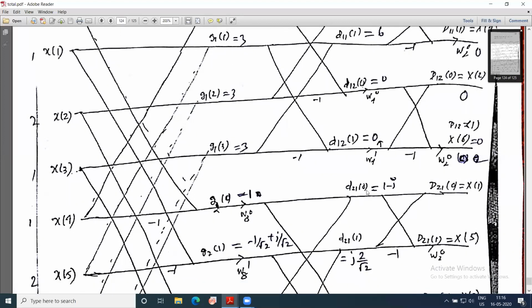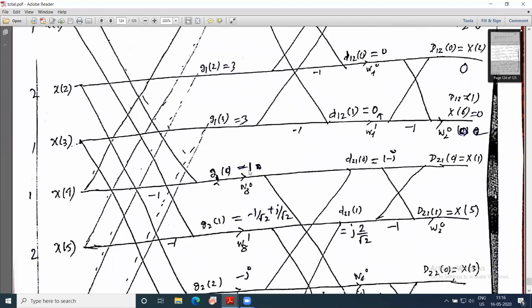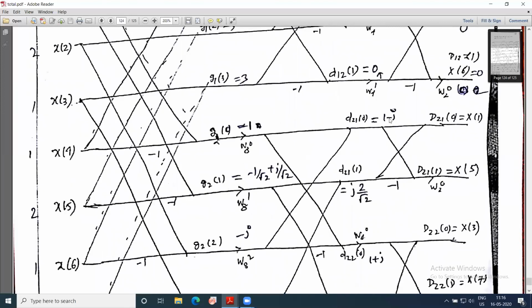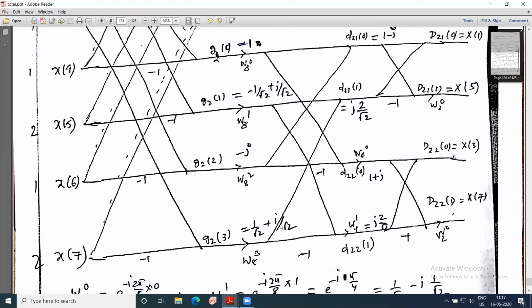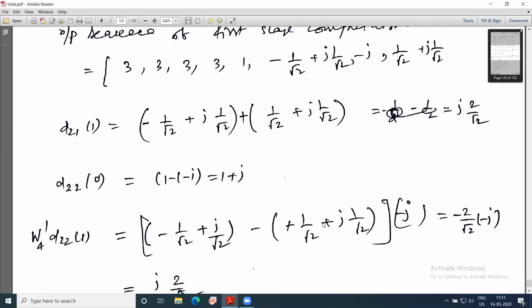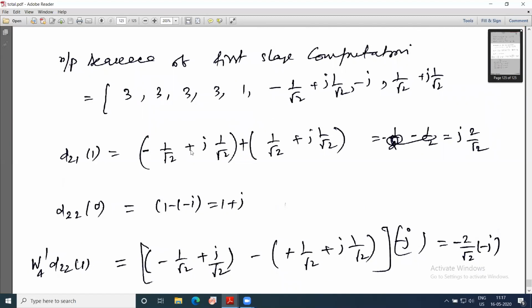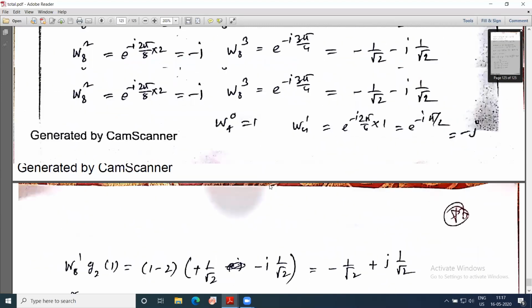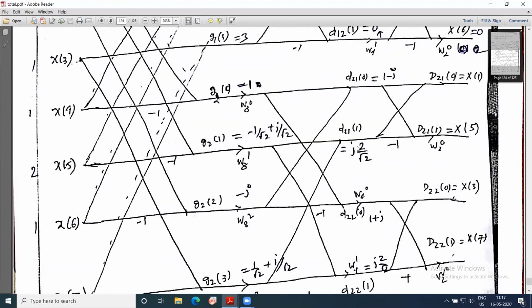Now, D21 of 0 means this is after W80 is 1. This is 1, and this is minus j. This is 1 minus j. And this will be G21 of 1. G21 of 1 means this will be this thing, 1 by root 2 plus j by root 2 here. Okay, and this will be coming here, 1 by root 2 plus j by root 2 here. So if you now total out this thing, this is D21 of 1: 1 by root 2 plus j by root 2 plus 1 by root 2 minus j by root 2. So this 1 by root 2 terms cancel, and this will be equal to j times 2 by root 2. So if you look at this, I have written j times 2 by root 2.